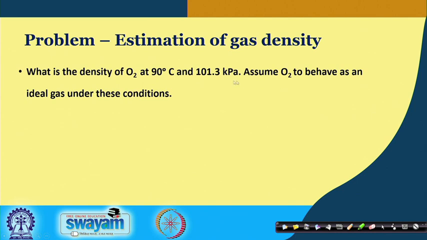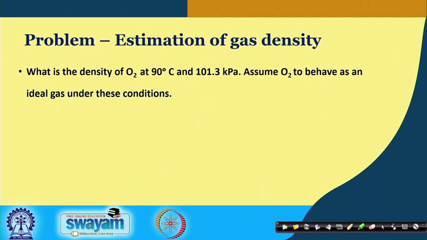Because this pressure is low and the temperature is quite high, meaning it is well above the critical temperature of oxygen, the oxygen can be assumed to be behaving like an ideal gas. So, for this we need to find out the density.